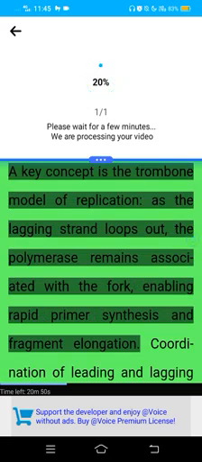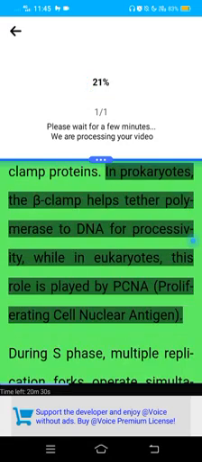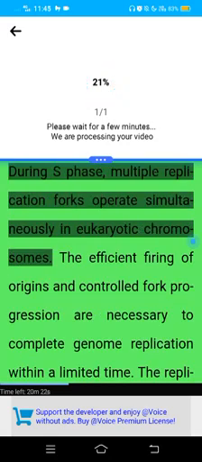A key concept is the trombone model of replication. As the lagging strand loops out, the polymerase remains associated with the fork, enabling rapid primer synthesis and fragment elongation. Coordination of leading and lagging strand synthesis is achieved through the replisome complex, which includes helicase, primase, polymerases, and clamp proteins. In prokaryotes, the beta clamp helps tether polymerase to DNA for processivity, while in eukaryotes, this role is played by PCNA, proliferating cell nuclear antigen.